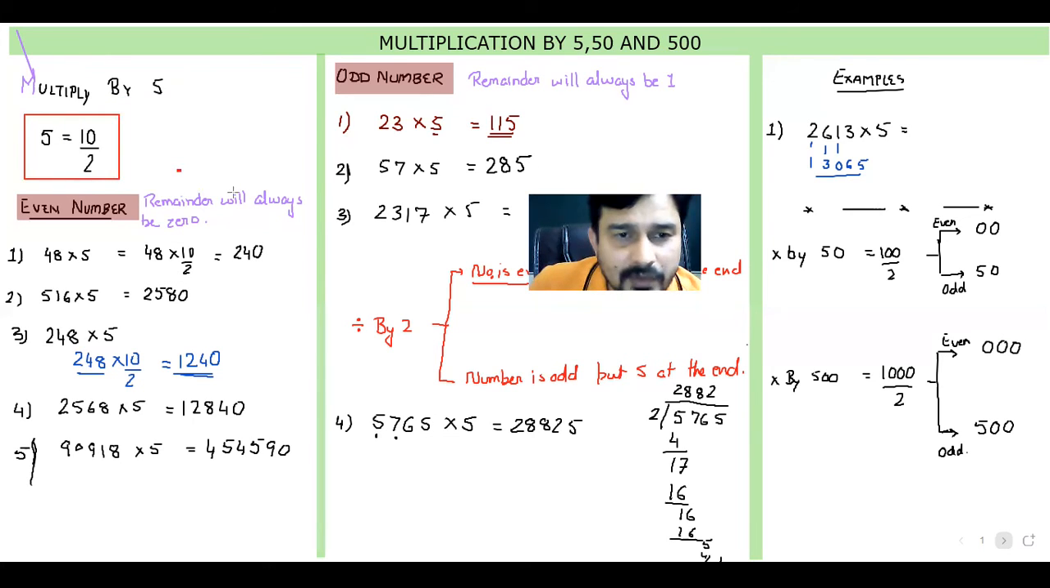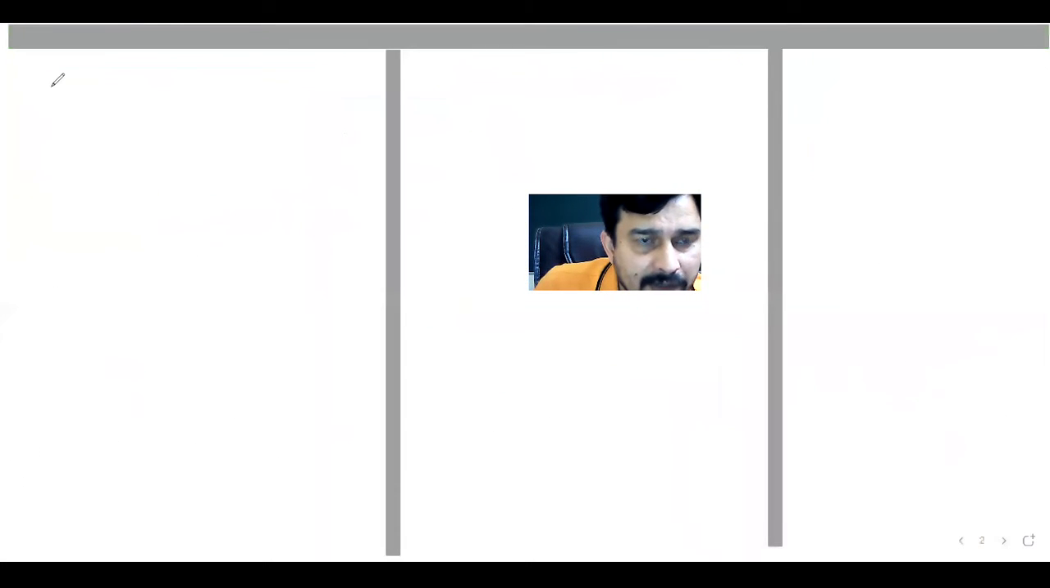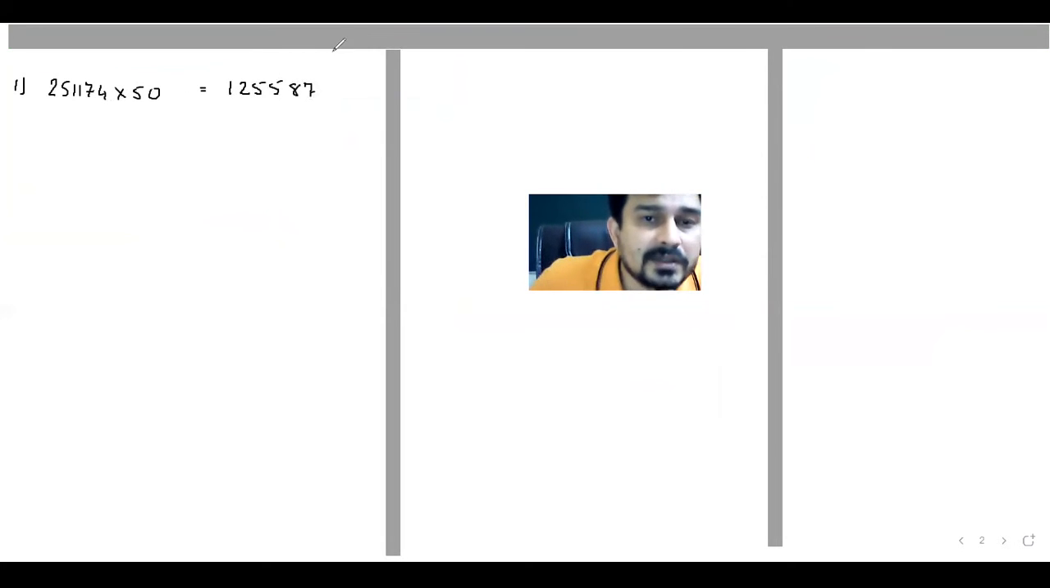Okay, let me solve some example before you. Just pay attention. The number is 21174 times 50. So what I will do, I will divide it by 2. This becomes 12557, and remainder is 0. When the remainder is 0, I have to put double zero. I will solve very slowly for you.